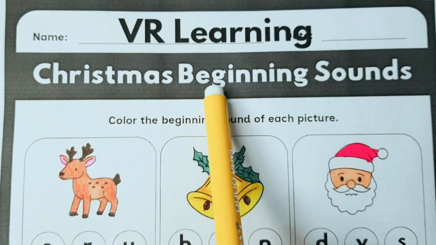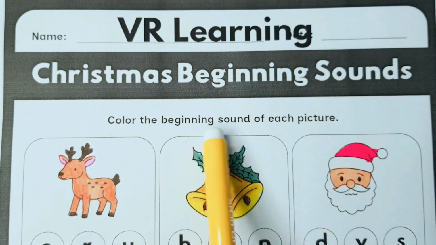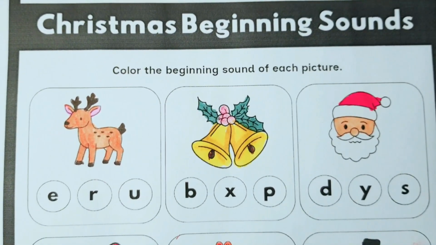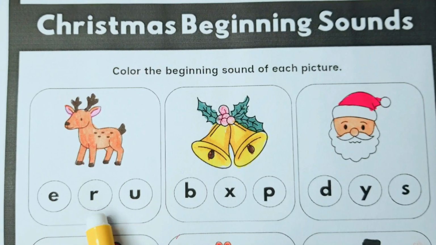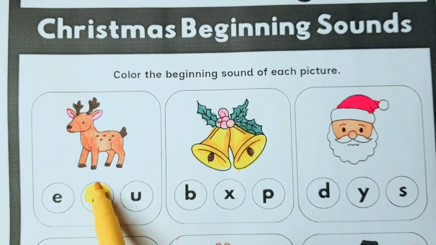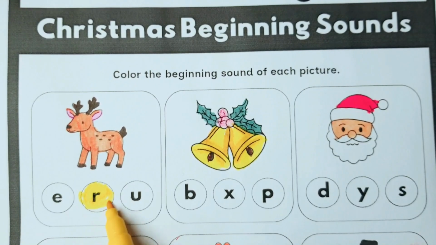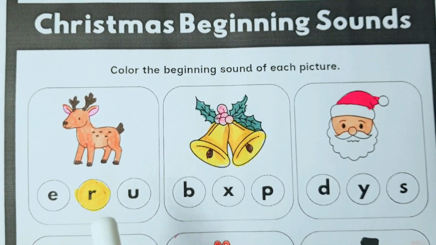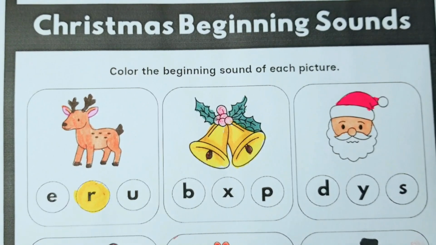Christmas beginning sound. Color the beginning sound of each picture. Look at the first picture. Reindeer. R is for reindeer. Let's color the letter R. R is for reindeer.